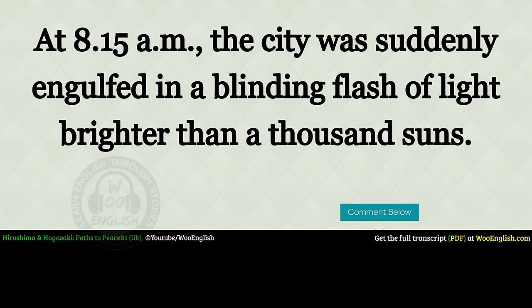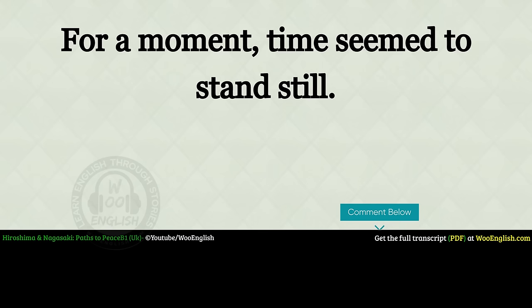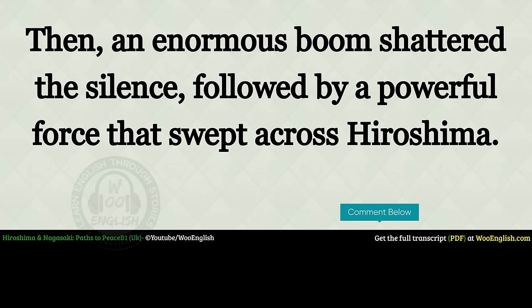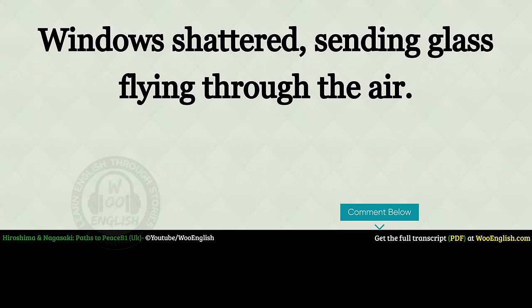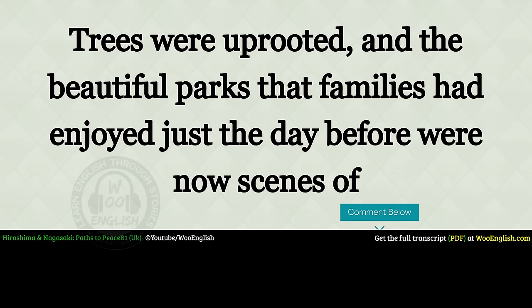At 8:15 a.m., the city was suddenly engulfed in a blinding flash of light brighter than a thousand suns. For a moment, time seemed to stand still. Then, an enormous boom shattered the silence, followed by a powerful force that swept across Hiroshima. In the heart of the city, buildings that had stood for years crumbled to the ground. Windows shattered, sending glass flying through the air. Trees were uprooted, and the beautiful parks that families had enjoyed just the day before were now scenes of devastation.